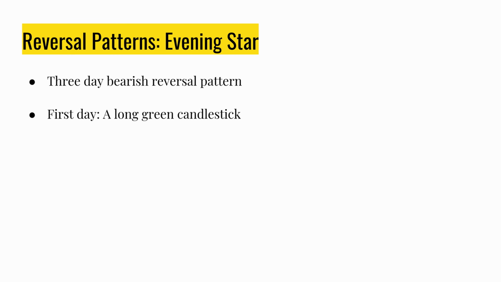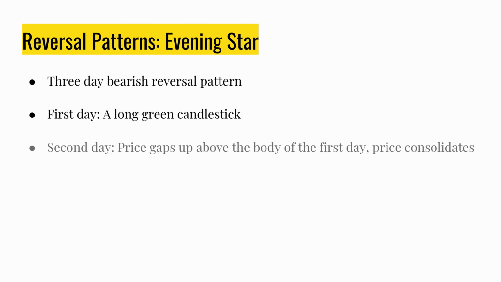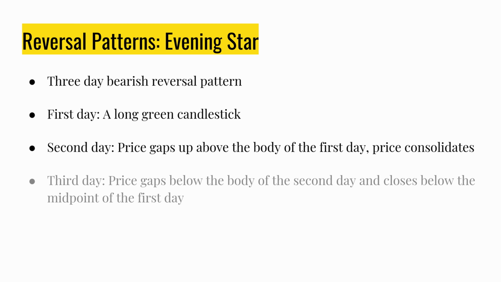A different set of reversal patterns are called the evening star and morning star. The evening star is a 3-day bearish reversal pattern. The first day produces a long green candlestick. On the second day, price gaps above the body of the first day. However, price doesn't move much from here as a short candlestick is formed. On the third day, we have price gap below the second candlestick and close below the midpoint of the first day.